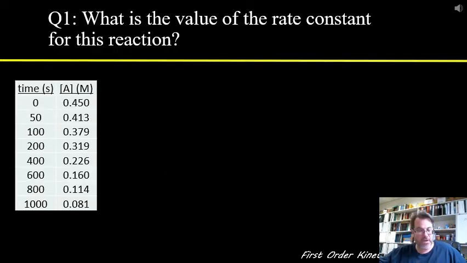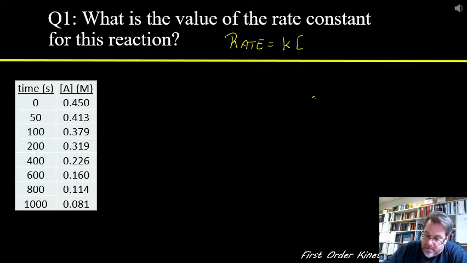All right, so the first thing we want to do, since one important characteristic of first order reactions is the rate constant, one thing that would be kind of nice is to solve for k. So the first question we're going to ask is, what is the value of the rate constant for this reaction? And we can solve this by going back to that equation we had up a minute ago.